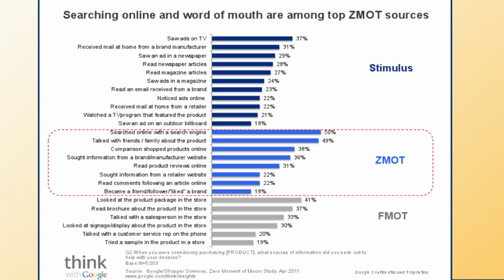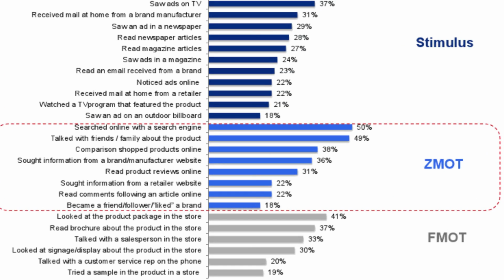And to give you an idea, the stimulus, very similar to what we saw in McKinsey. Some of the things you see up there are magazine ads, newspaper ads, got an email from the company, saw something on TV. Marketer-driven types of communication that can help people understand the problem. And then in the first moment of truth, which remember is the purchase, I looked at the product in the store, I read brochures about it, I talked to someone in the store, and they helped me make that decision. So everything in the middle there, that ZMOT, are the sources that they're calling the zero moment of truth.